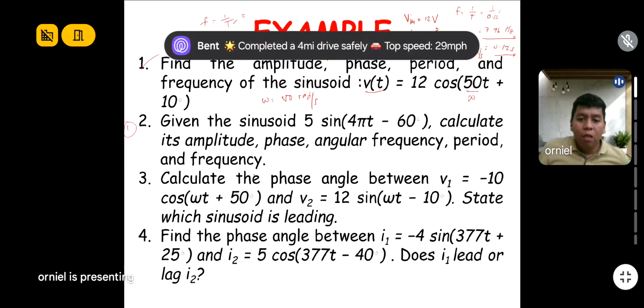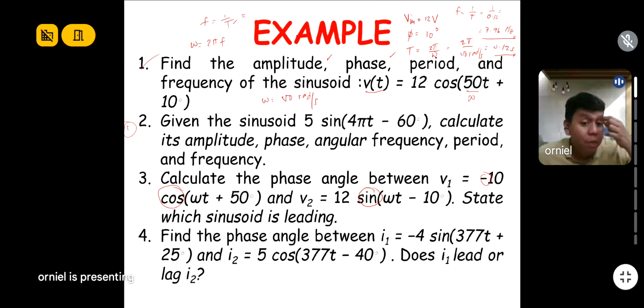Okay? So again, V1 is a negative cosine, no? So we convert it into positive cosine. And also, V2 is a sine, so we convert it into positive cosine too. Basically, how to convert this is from the trigonometric functions earlier. So make sure you know the location of the positive cosine omega t and the positive sine.